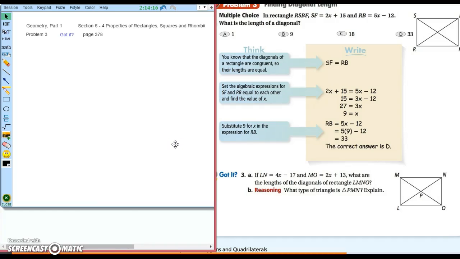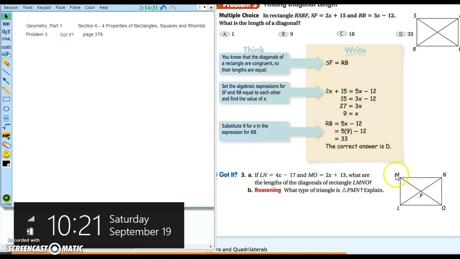This is section 6.4, properties of rectangles, squares, and rhombi. Problem number 3, the got it, on page 378. It's giving us a measure for LN and for MO.